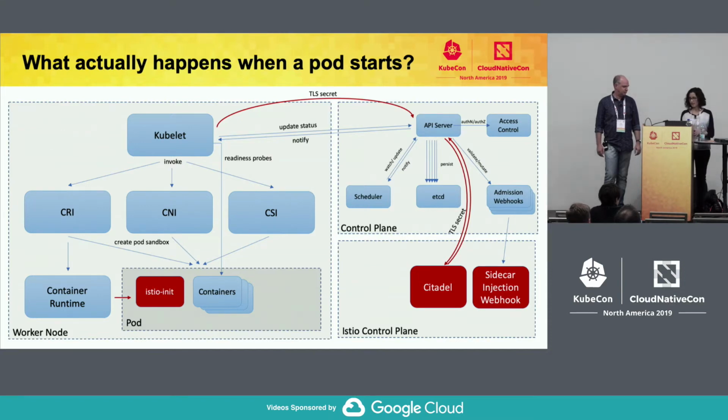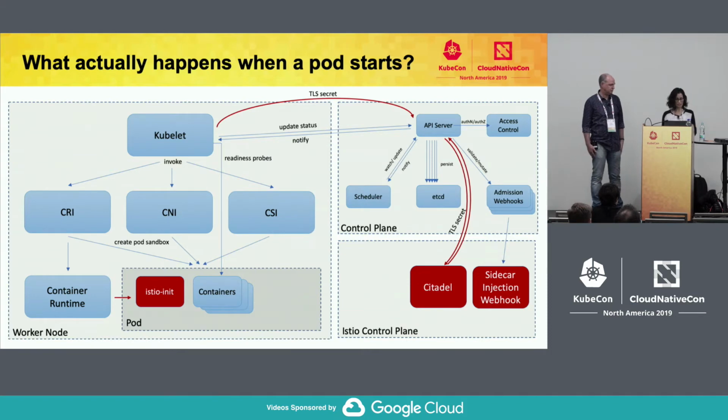This is Istio init. This is an init container that is being added as part of the pod. It is coming before all the other containers, and it is responsible for configuring the pod's network to intercept the network traffic so it goes through the Envoy proxy. It is doing it by configuring the IP table inside the pod network.